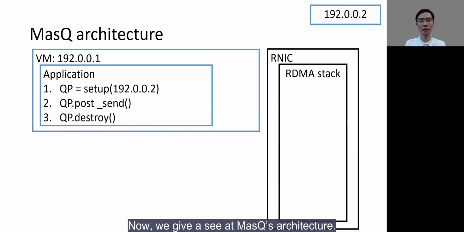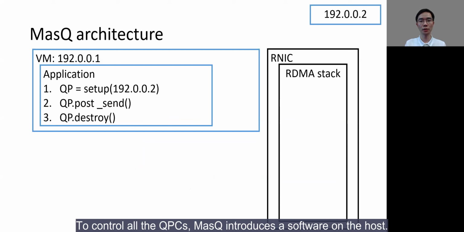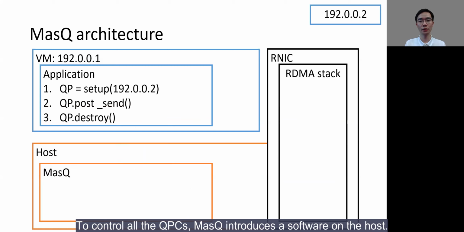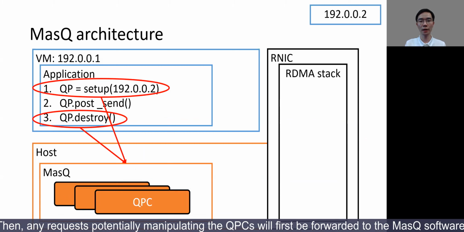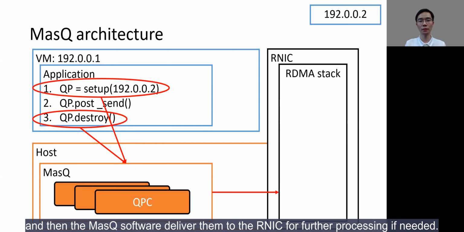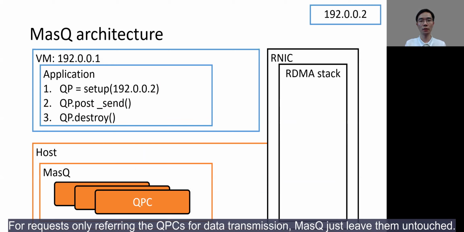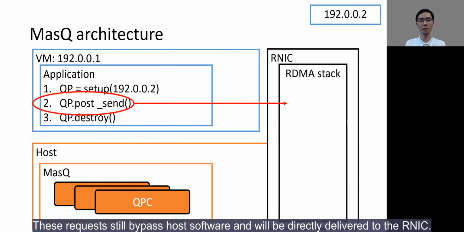Now we give a look at MasQ's architecture. To control all the QPCs, MasQ introduces software on the host. Then any requests potentially manipulating the QPCs will first be forwarded to the MasQ software, and then the MasQ software delivers them to the RNIC for further processing if needed. For requests only referring to the QPCs for data transmission, MasQ just leaves them untouched. These requests still bypass host software and will be directly delivered to the RNIC.